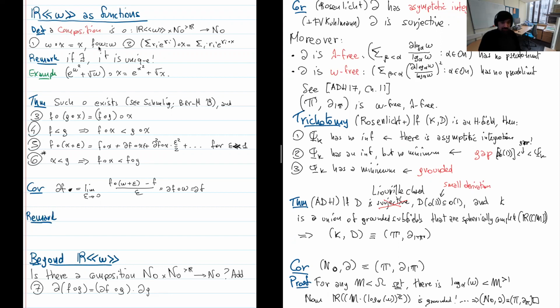I forgot to say that the first line is actually two conditions. Omega doesn't do anything on both sides. Oh yeah, which is a consequence of the first one anyway. But anyway, you can compute the derivative in this way.